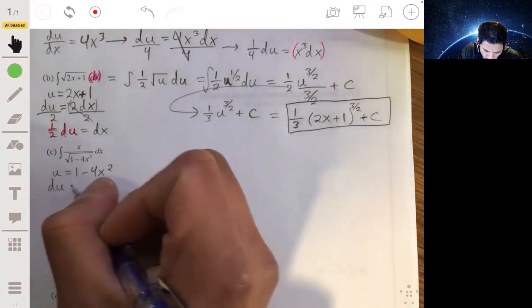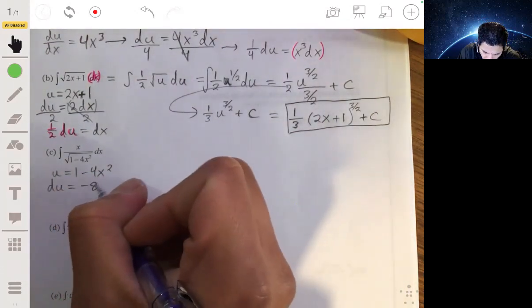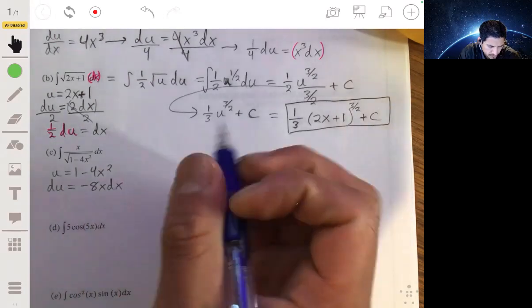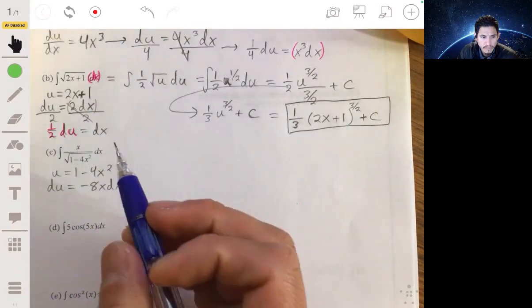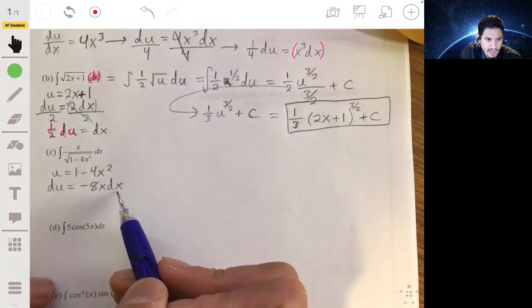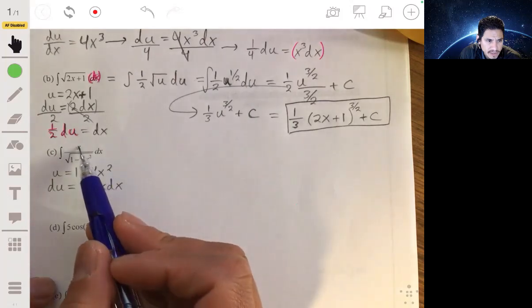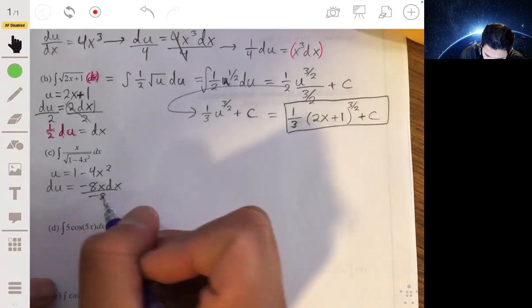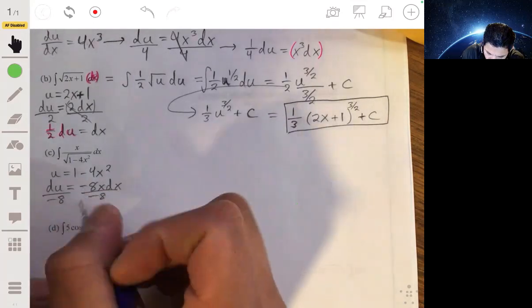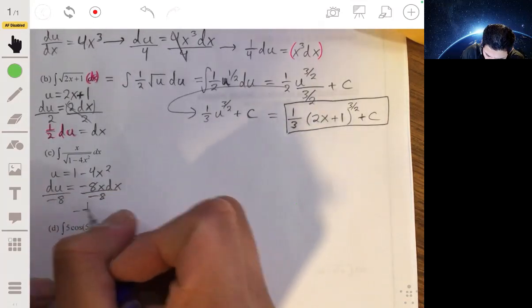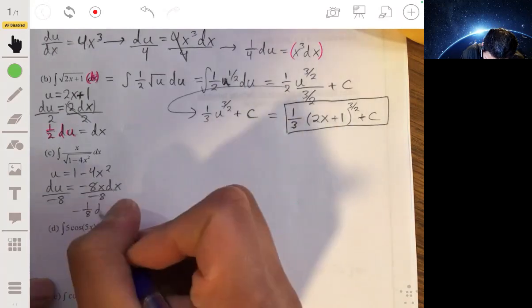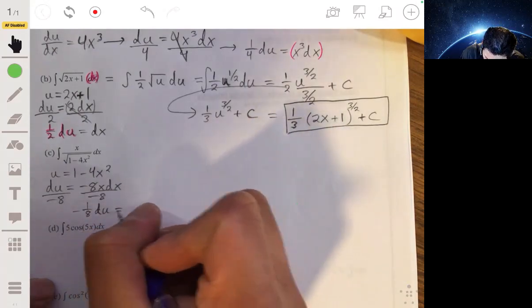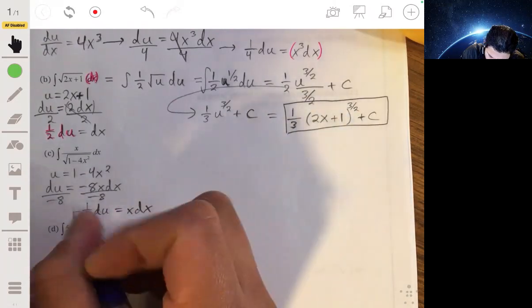Then our du will be negative 8x dx. And we don't have negative 8x, but we have x. And all we need to do to make this into x is divide both sides by negative 8. And so we get negative 1/8 du is equal to x dx.